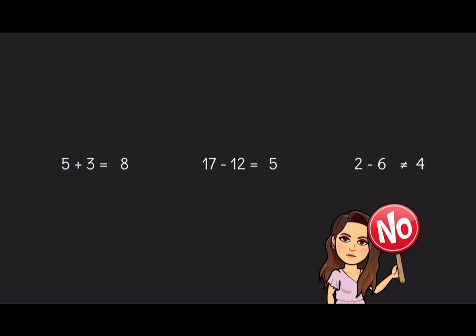This is adding integers. 5 plus 3, that's 8. 17 minus 12, okay? Integer subtracting an integer. That's 5. 2 minus 6, you might want to say 4, but it is not 4. We are going to be diving into problems like this where you start with less than what you're taking away. Integers include negative numbers, which you may be unfamiliar with, so we're going to get to that.